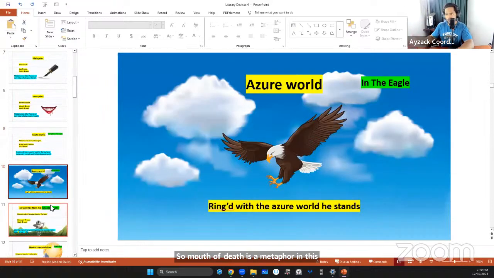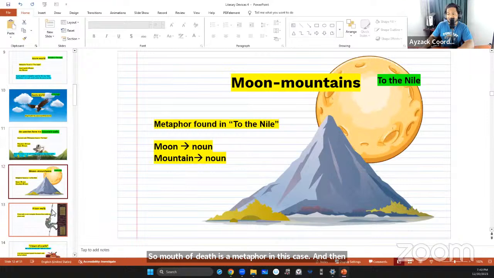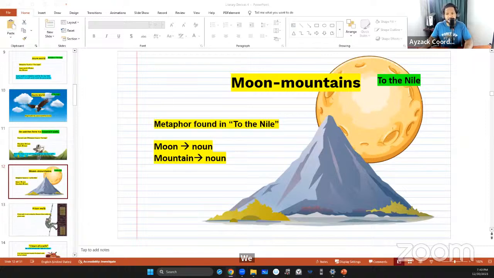And then we have Azure World. We talked about it. We have Moon Mountains. That's a metaphor. Where have we found the metaphor Moon Mountains in our syllabus? Do you guys remember? Of course, we found it in To the Nile by John Keats, right? In To the Nile, we found the metaphor Moon Mountains. There is another metaphor you can find in To the Nile by John Keats. The metaphor was nurse of swart nations. That was a metaphor you found in To the Nile.